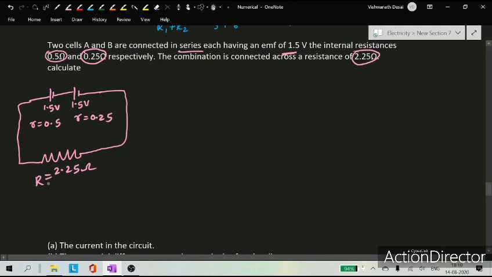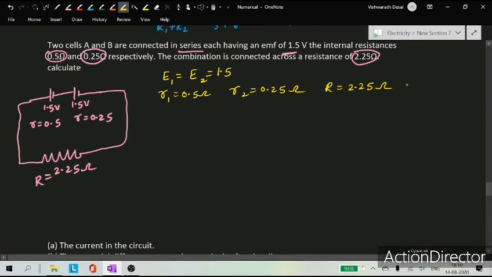So here EMF is given, the value of EMF of both the cells, which is same, which is 1.5, but internal resistance is different. So r1 is equal to 0.5 ohm, r2 is equal to 0.25 ohm. Remember that. So R value is given here, external resistor which is connected, which is 2.25.